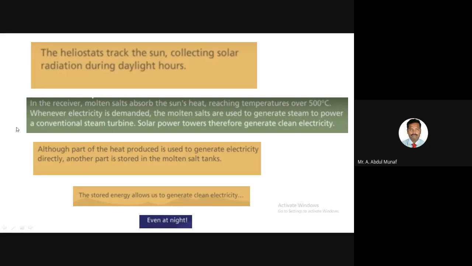Generate steam to power a conventional steam turbine. It will pass the steam to the turbine. Then the turbine is connected with the generator. If the turbine rotates with the help of steam, automatically the generator will rotate. Then automatically we will get the electricity. We can produce the electricity. Solar power towers therefore generate clean electricity.